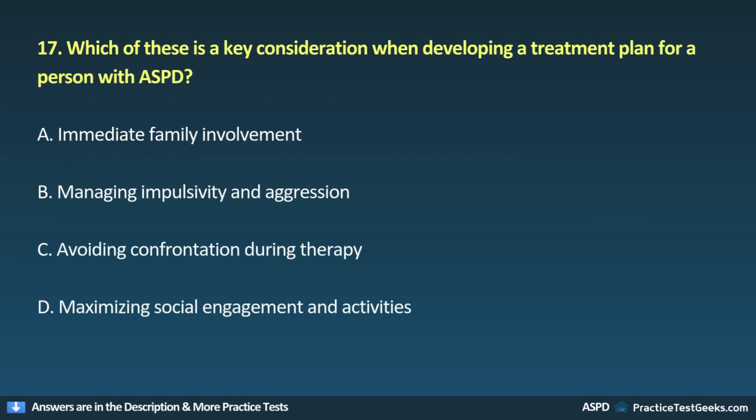17. Which of these is a key consideration when developing a treatment plan for a person with ASPD? A. Immediate family involvement. B. Managing impulsivity and aggression. C. Avoiding confrontation during therapy. D. Maximizing social engagement and activities.